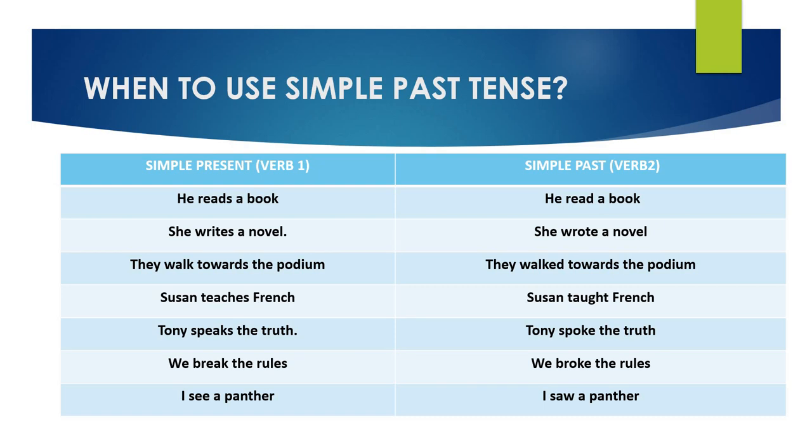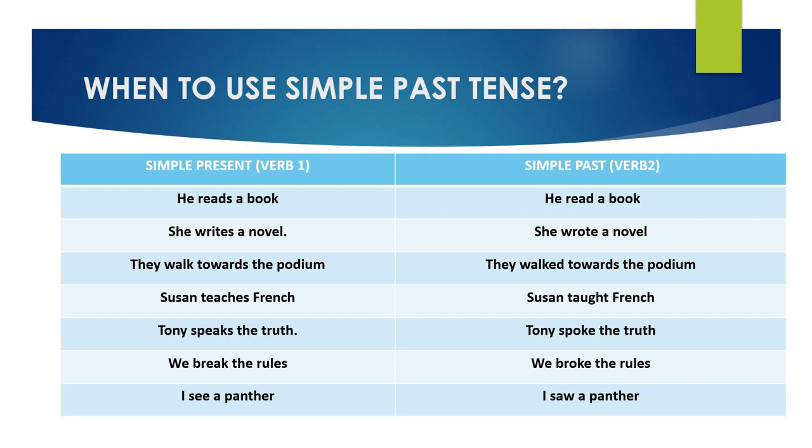I see a panther. I is a singular subject which is here followed by see, which is a plural verb. As we have already learned, we know that whenever I and you come in subject position, it should always be followed by a plural verb. So we write I see a panther. Now in past tense it becomes I saw a panther.